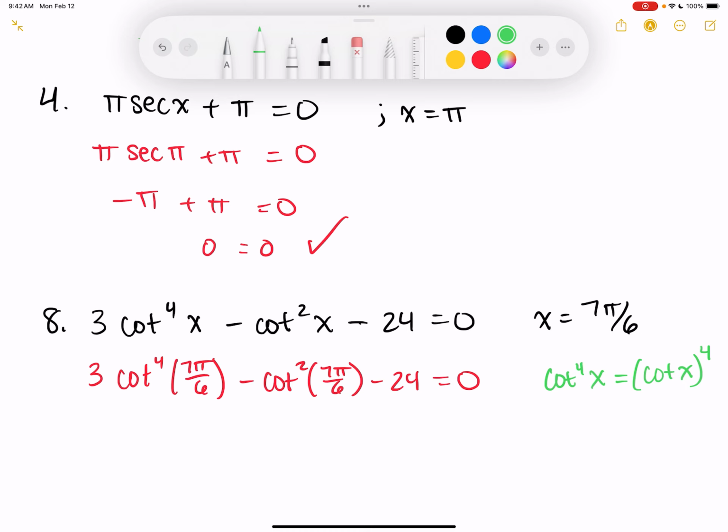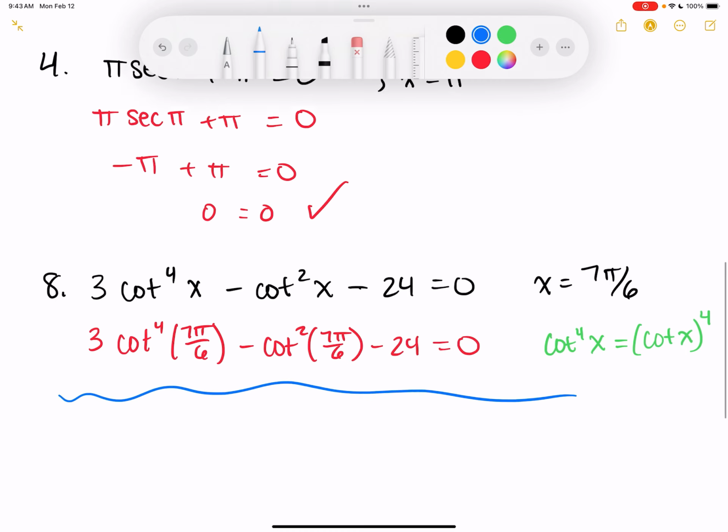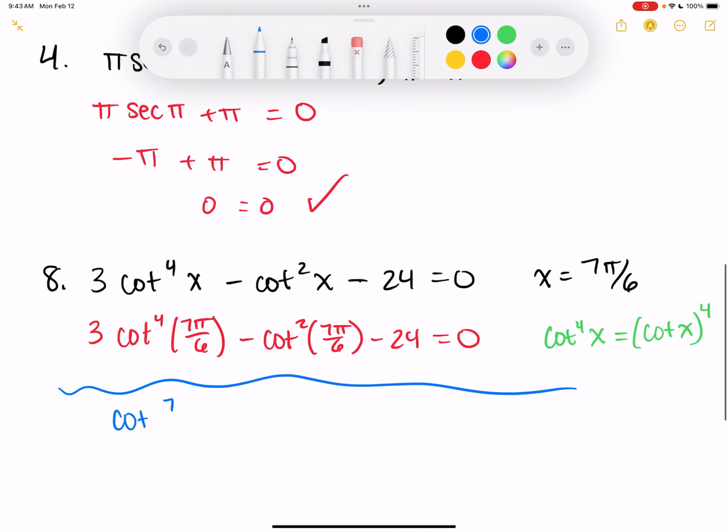Okay, so I'm going to initially just find the cotangent of 7 pi over 6 because that's not a value that I have directly on my unit circle. I have to find it. So I'm going to do a brief intermission here and just find the cotangent of 7 pi over 6.